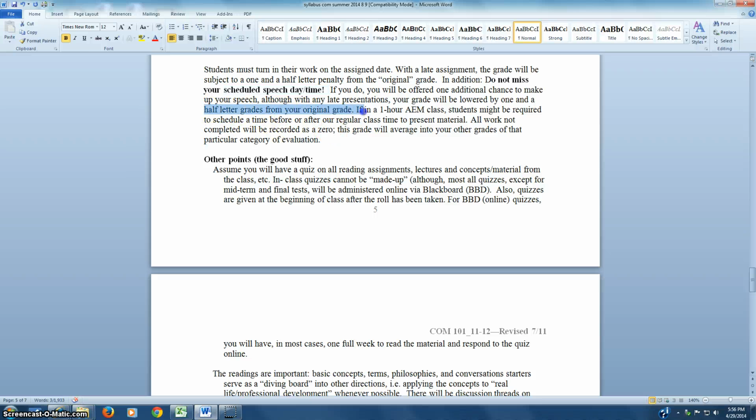penalty off whatever the original grade would have been. 1.5 letter grades off whatever the original grade would have been. Any work not completed is recorded as a 0, and unfortunately, these 0s are like vampires. They really take a lot.